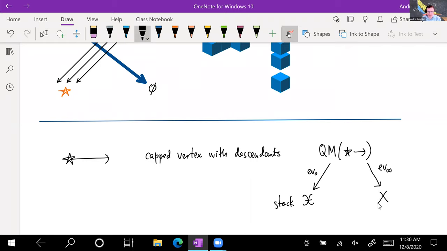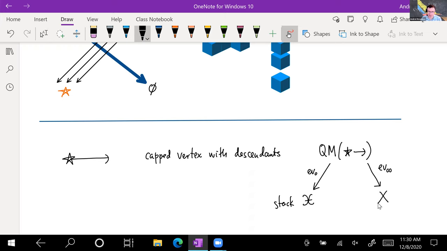And then I've been asked a few times, which way do we push forward? Of course, if you want to compute some integral in actual physical theory, you pull back from both sides and you push forward to the point. But by push-pull, you can either pull back from one side and push to the other. So this is all equivalent.